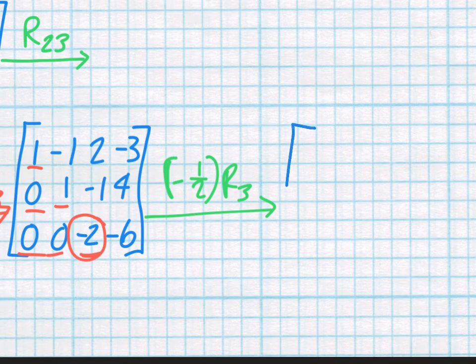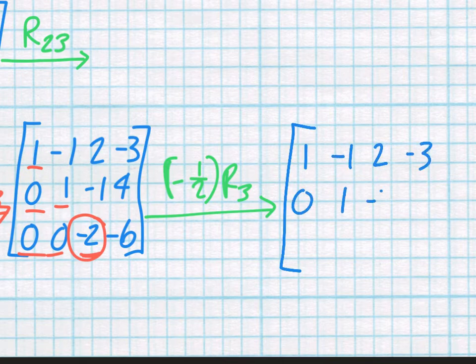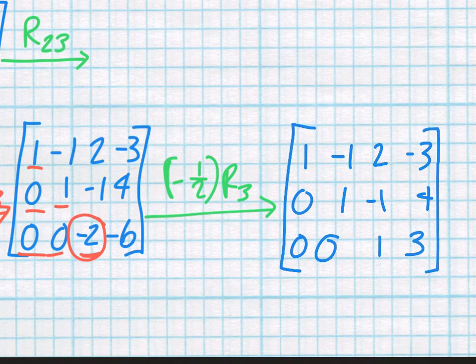So when I multiply row 3 by -1/2, rows 1 and 2 stay the same. And row 3 becomes 0, 0, 1, 3. And if I think about what we said for row echelon form, I've got zeros here, ones going down and over like that. So this looks like it is in row echelon form. So we are happy.